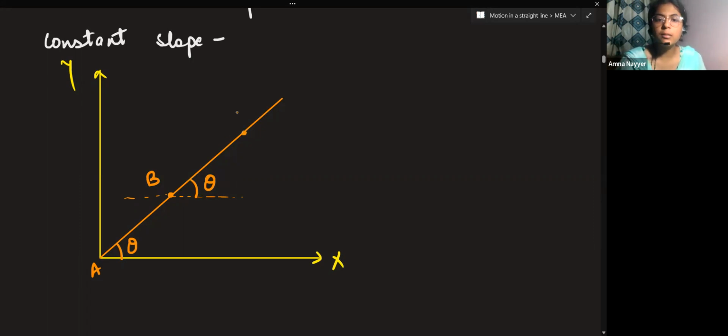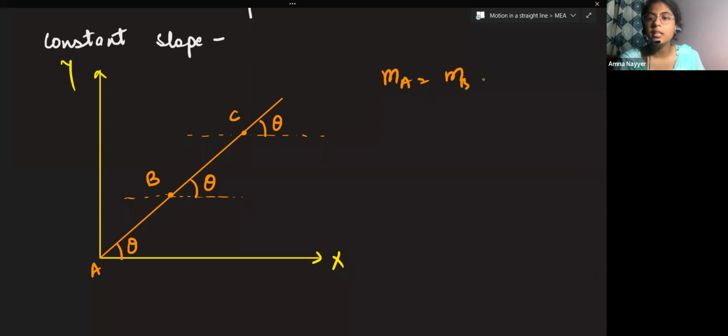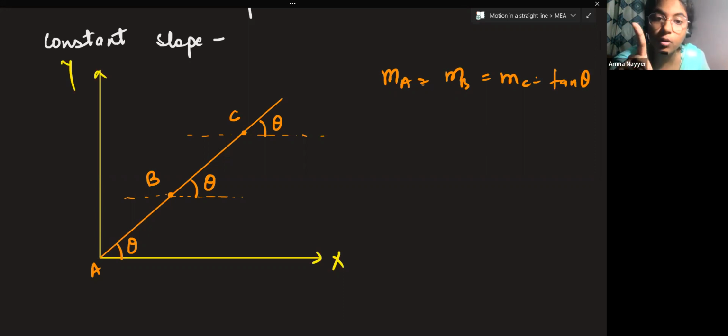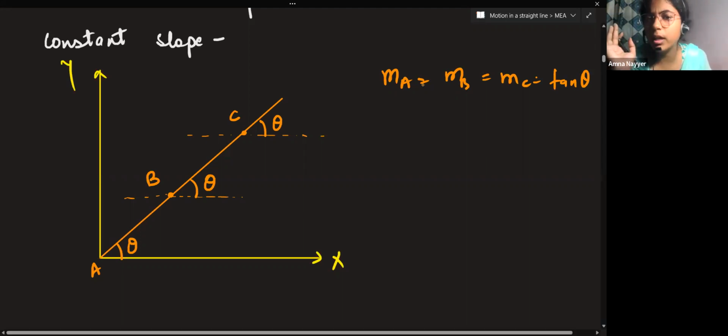If I choose another point, let's say point C I have chosen. This angle is what? This is also theta. So what happened? Slope of A became equal to slope of B, which was equal to slope of C. Why? Because everything is coming out to be tan theta. So the best way to check whether the quantity is constant, or whether you are getting a constant slope or not, is by plotting points. This constant slope term is easier because by looking at the graph, you're able to conclude.